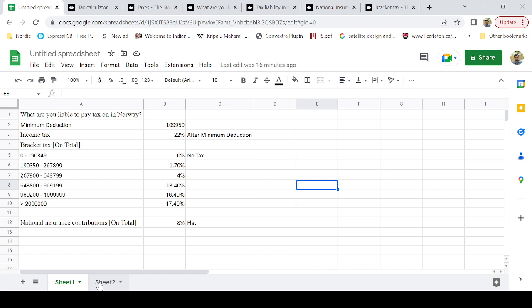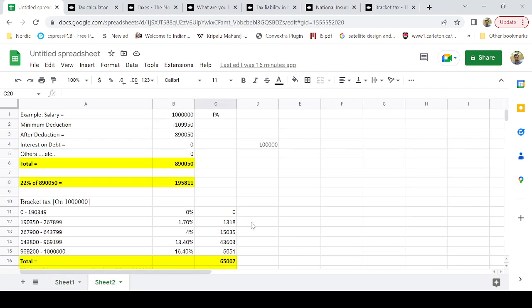Now let's continue and understand how it is calculated. As I told, suppose your salary is 1 million per annum, then this minimum deduction will be deducted from it. If you deduct this, it will be 890050. Basically you have to calculate tax on this income. Now if you see here, interest on debt or other, BSU and anything, I have not considered any house loan or any debt here, so I have put it as 0. And some other benefits where you can deduct, I am not considering that in this calculation.